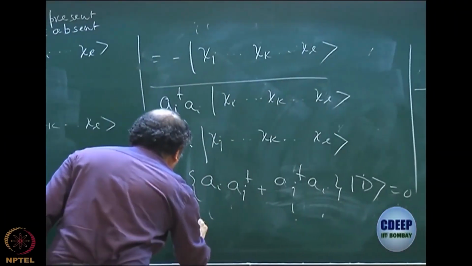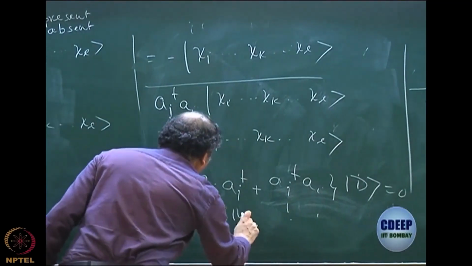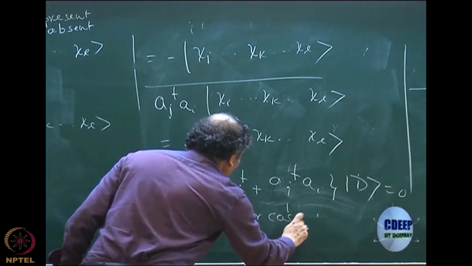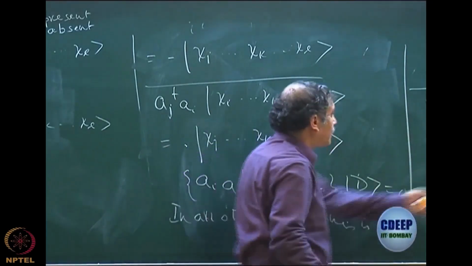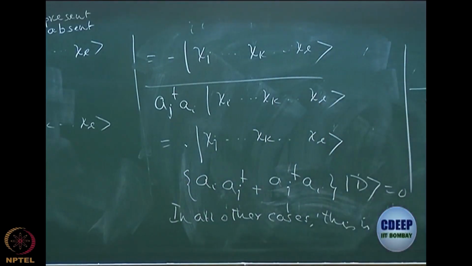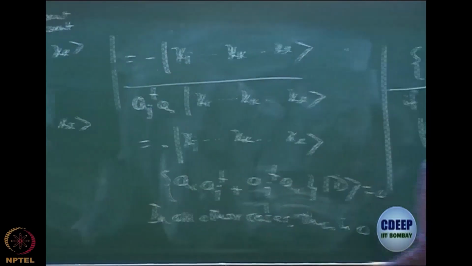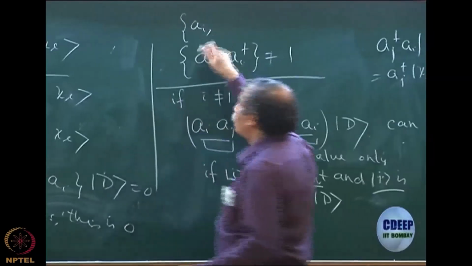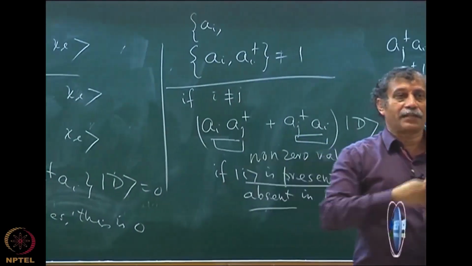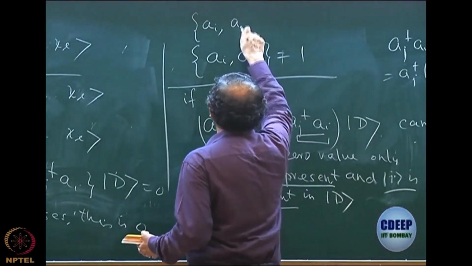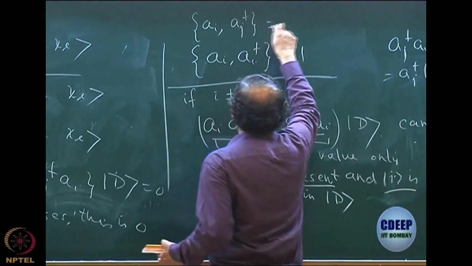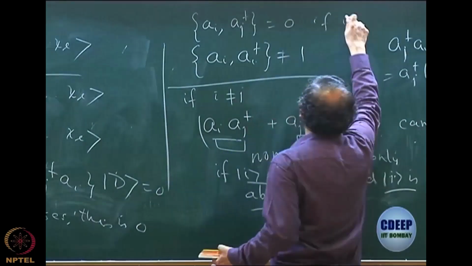And we have already noted that in all other cases, this anti-commutator is 0. It will survive only for this case, but even in this case it is 0. So I can then say that if i is not equal to j, by again the same argument that any given state can be expanded in terms of the set of all determinants, a_i a_j dagger is equal to 0 if i is not equal to j.